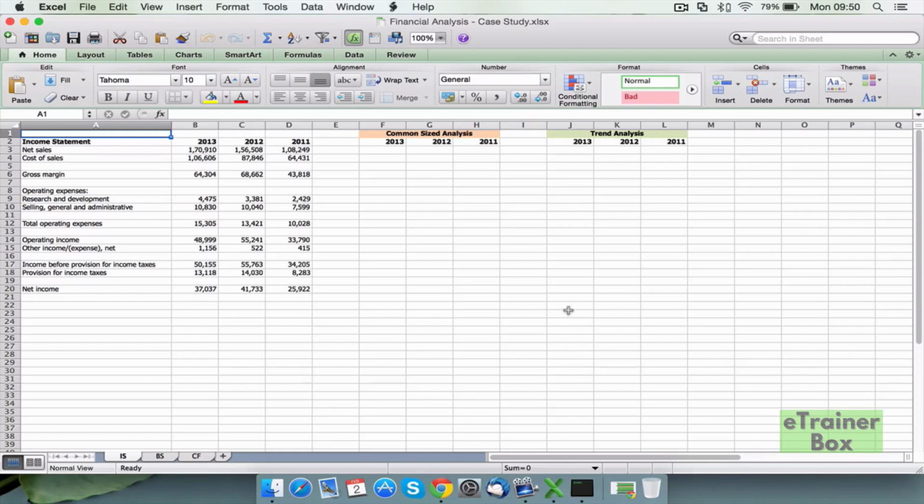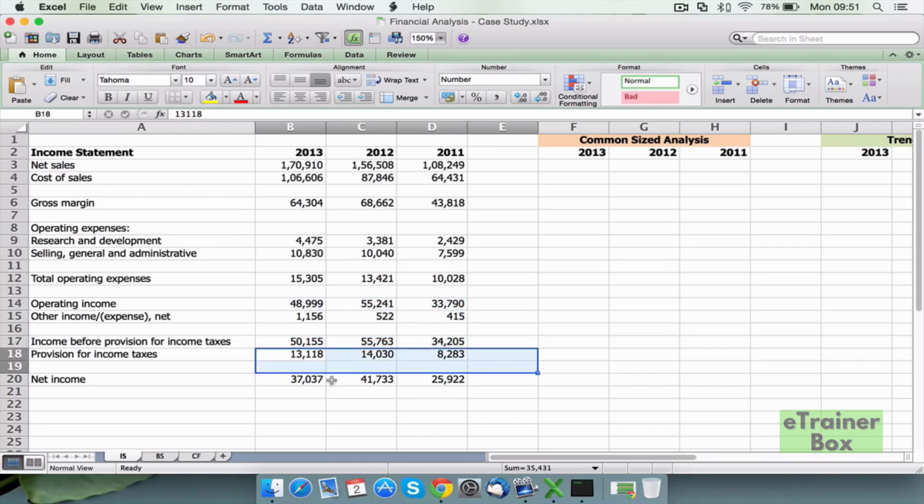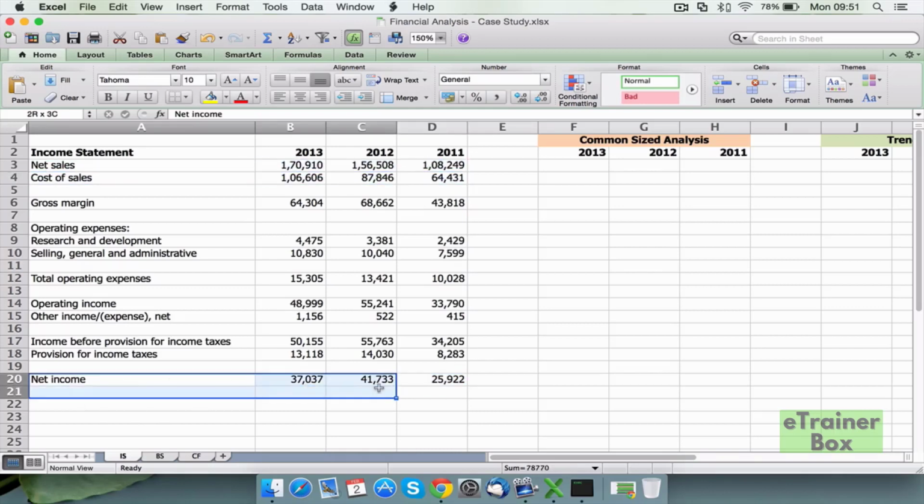Before we go into the common sized analysis, let us quickly go through the income statement that we have with us. Okay, so on the income statement, we have data for 3 years. And as you can see, the net sales has gone up from 108,000 million to 170,000 million. And the cost of sales has also gone up. And you have your gross margins here, the various expenses, the operating income, income before taxes, income taxes, and the final net income. So we have the top line and we have the bottom line.